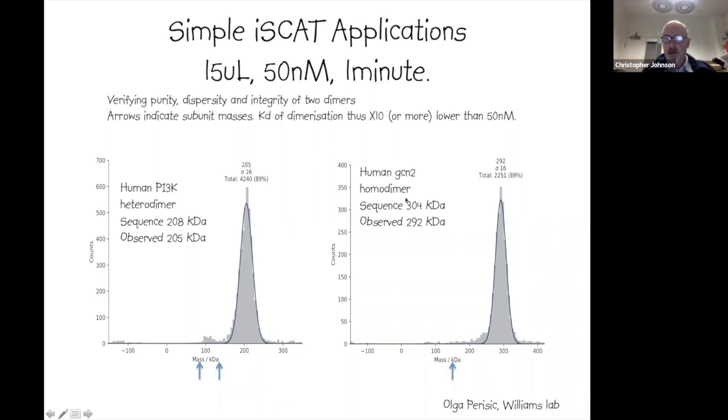So we can see little, if any, population of the component monomers. In this case here, we have a homodimer. This would be where the dimer would be. And again, we get pretty good agreement between the observed mass and the expected mass. So we can see that this kind of technique allows us to immediately determine, first of all, that our dimer is able to assemble and it's stable at this concentration, 50 nanomolar, and we have very low levels of polydispersity, other components, both aggregates and also the monomer components.